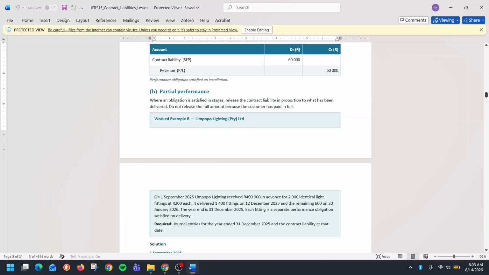So I want you to look at this. On the 1st of September 2025, we received 400,000 in advance for 2,000 identical light fittings at 200 each. But we only delivered 1,400 in December, and then the remainder we delivered in January. The year end is December 2025. Each fitting is a separate performance obligation satisfied on delivery.